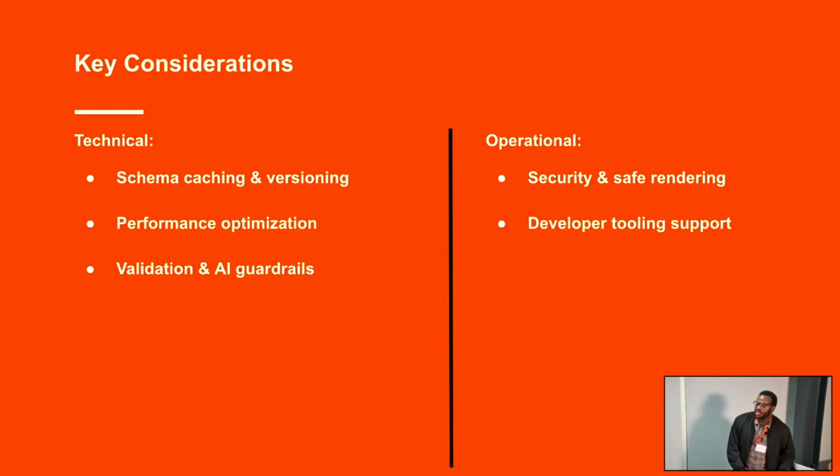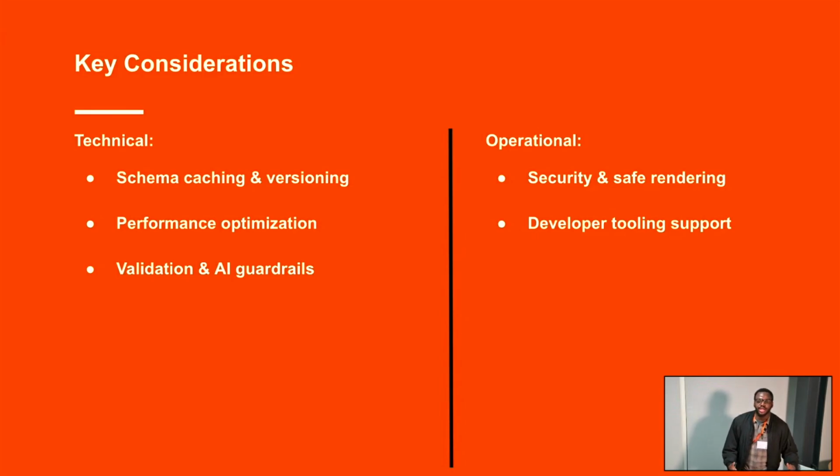Now, key considerations, like I mentioned before, we need to think about schema caching. You don't want to refresh the SDUI component all the time. We want to have a caching layer where we can store this. And then if the schema already exists, we can just go from there and render what's needed without having to hit the API multiple times.